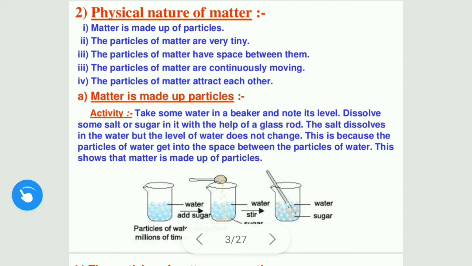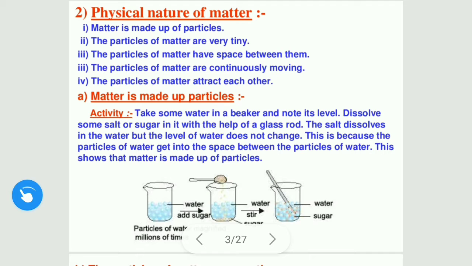Matter is made up of particles. The particles of matter are very tiny and can't be seen with the naked eye. They are very small, even we can't see them using a microscope. The particles of matter have space between them. The particles of matter are continuously moving. The particles of matter attract each other. In order to prove these five statements, we will be doing activities.